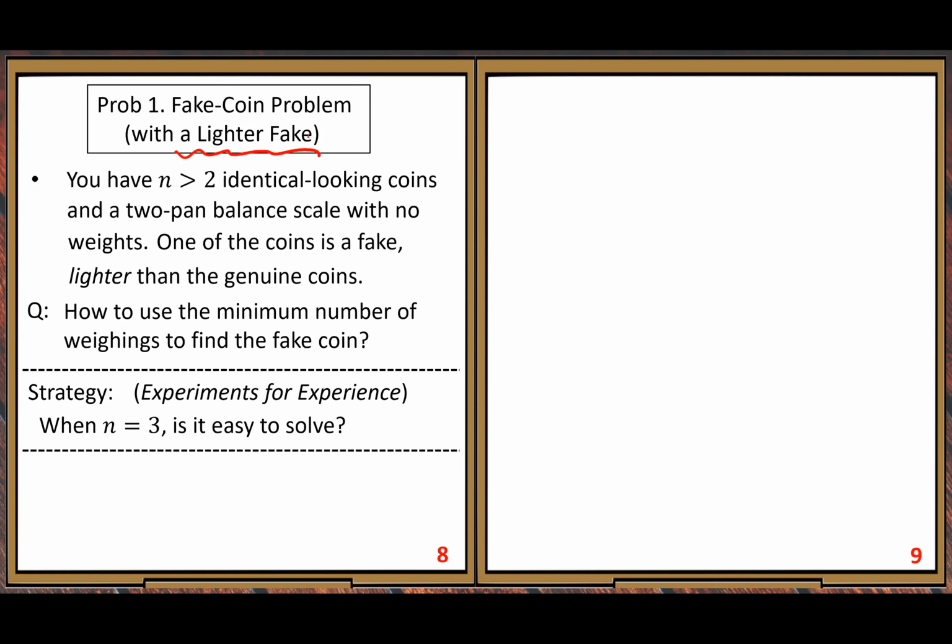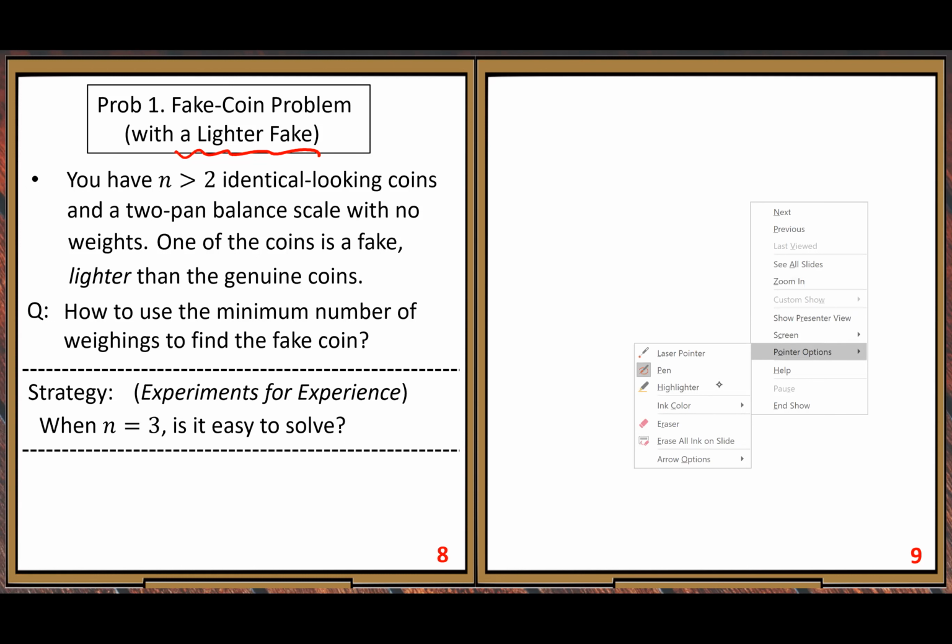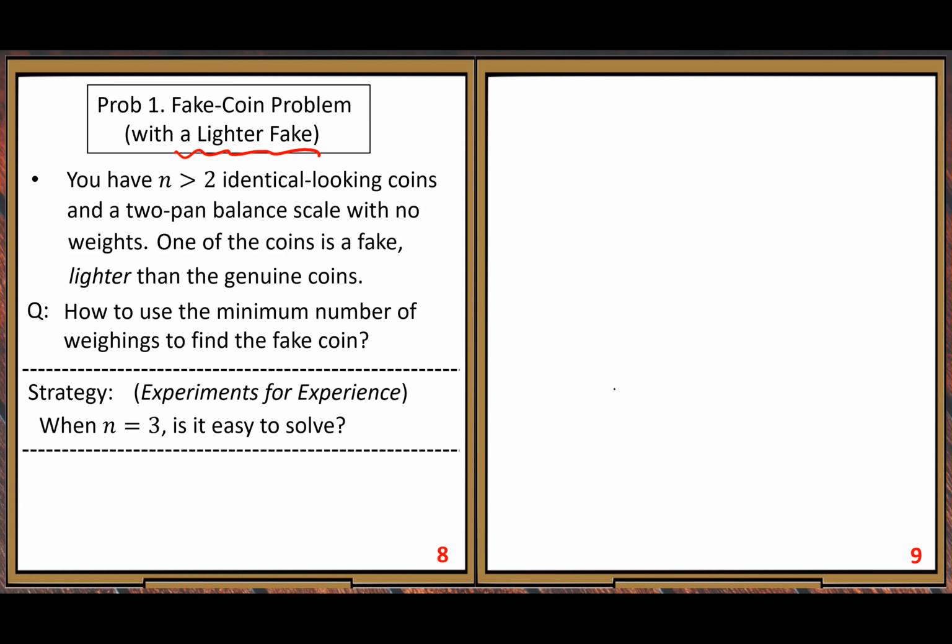Let me change the color of the pen. So this information is useful. All right. This information is useful. We can use this information to help us reduce certain number of weights. But in the more challenging version, we do not know lighter or heavier. We just know different. The weights are different.